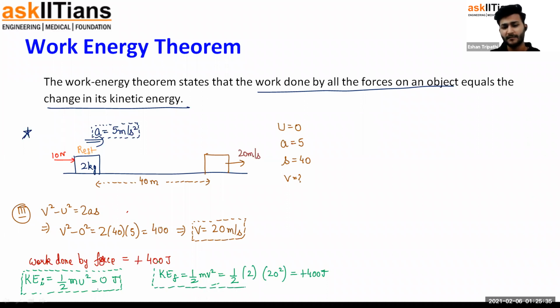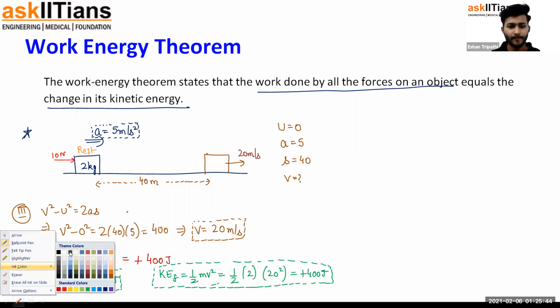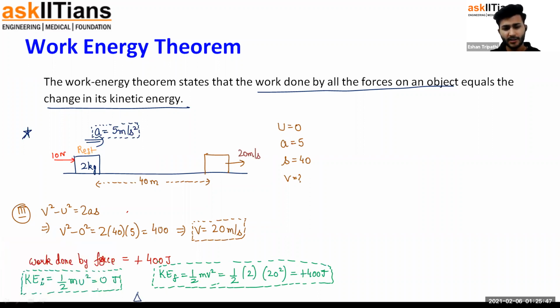Notice anything interesting? How much is the change in kinetic energy? Final kinetic energy minus initial kinetic energy. Change is always final thing minus initial thing. So the change in kinetic energy is 400 joules, which is actually equal to the work done by the force. That is what this theorem is trying to say.